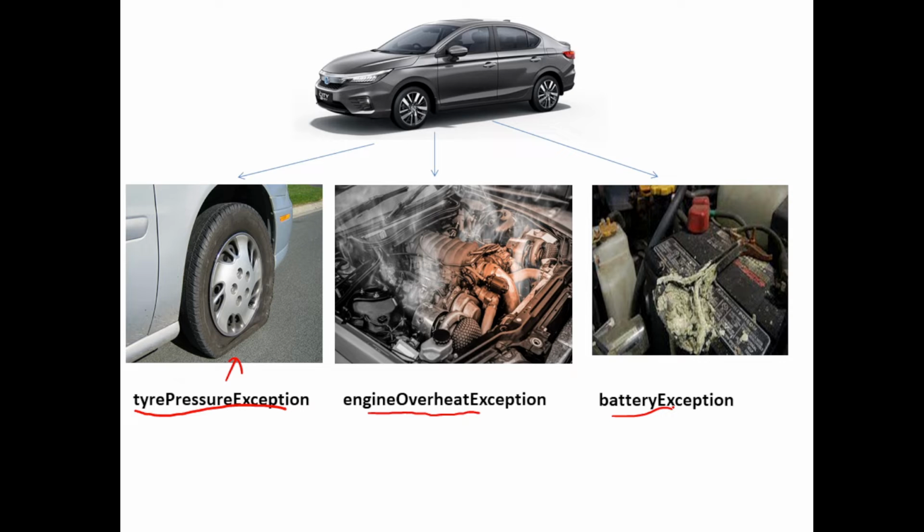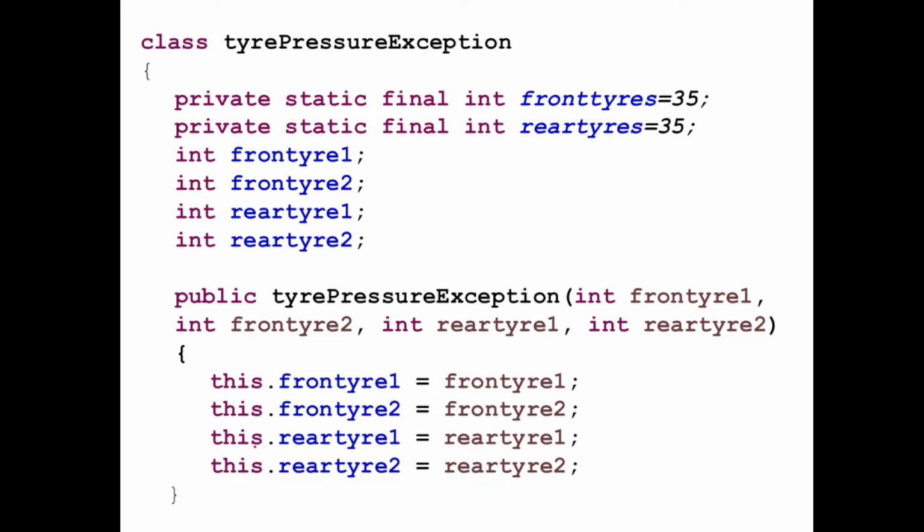So battery exception. Now we'll focus only on one specific exception, tire exception. I'll consider this exception to be a class. Let's assume that tire exception is a class. I've written a class for that. Something like this: class TirePressureException. What is this TirePressureException?